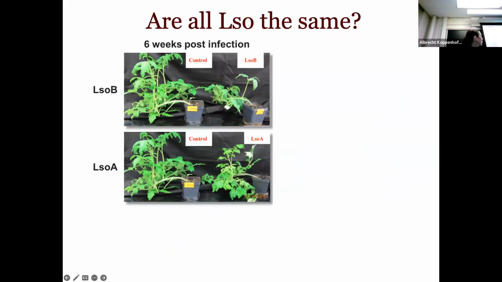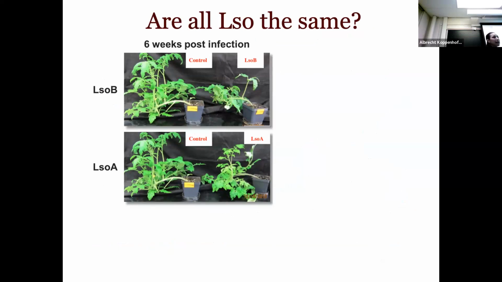So here we have control plants. It means they are not infected. And here are the LsoB and LsoA infected tomato plants. This is 6 weeks after infection. You can see that the infected plants are stunted. From far away, you don't see any other symptoms, but there are some deformations on the leaves.